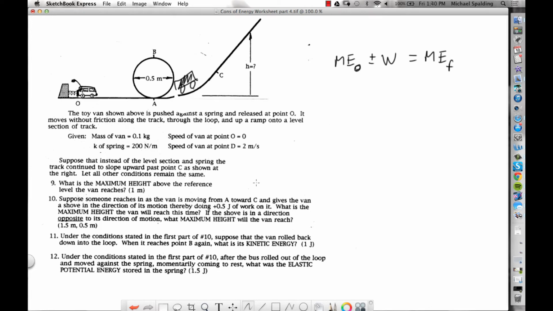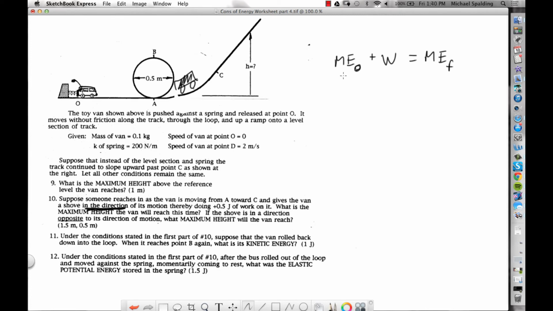If somebody pushes the van, what does it say right here? In the direction of motion, if somebody pushes in the direction of motion, is that going to add energy or remove energy? That's going to add energy, so let's just go with plus. Okay, so it's plus work.